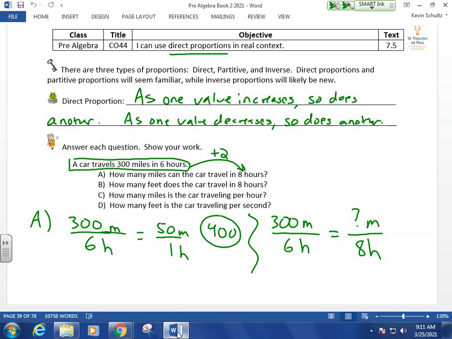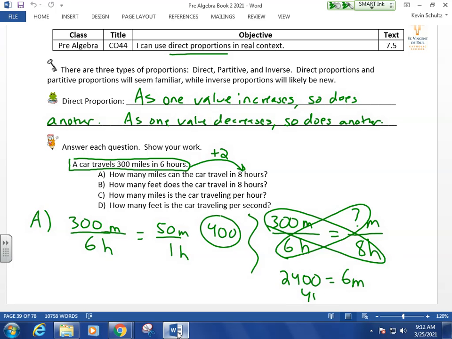Using cross products to solve this, right? 300 times 8 is 2,400. And that equals 6m, 6 hours times our variable, what we're solving for. And dividing 2,400 by 6 gives us the same 400 miles that we got using unit rate. Okay?